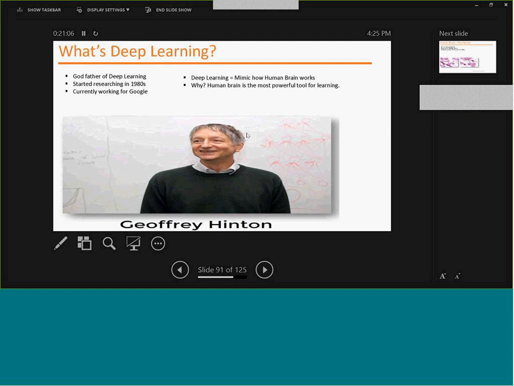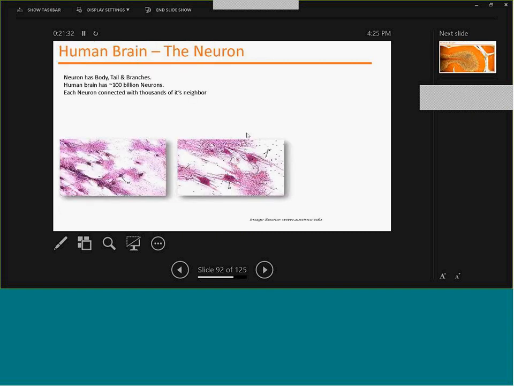So, what is deep learning all about? The way the human brain works gets mimicked in the machine, and this is what deep learning is all about. Before we get into the details of deep learning, we first need to understand how exactly the human brain works. Once we understand that, it will be very easy to understand deep learning. So let's get into the human brain first.